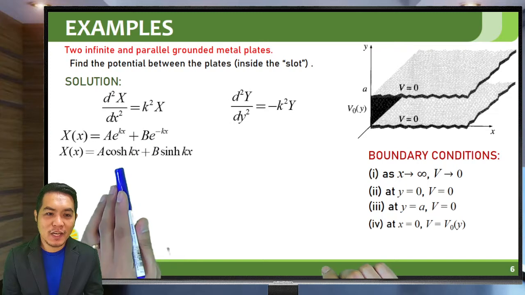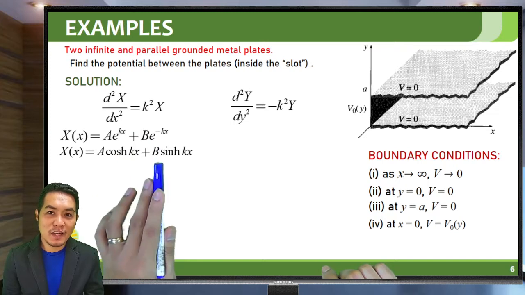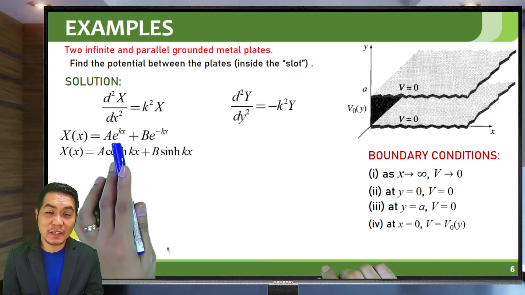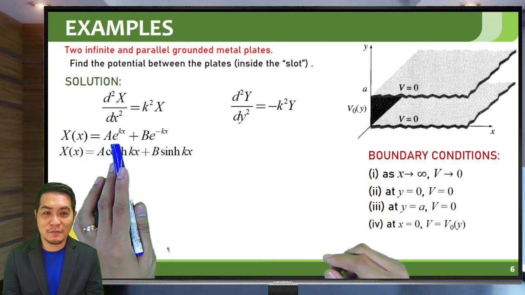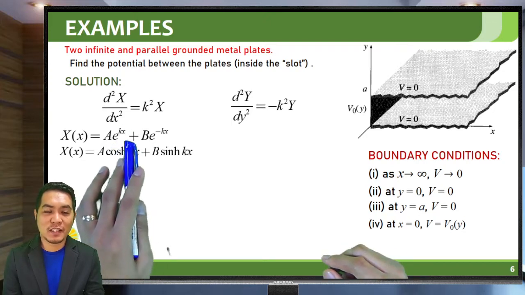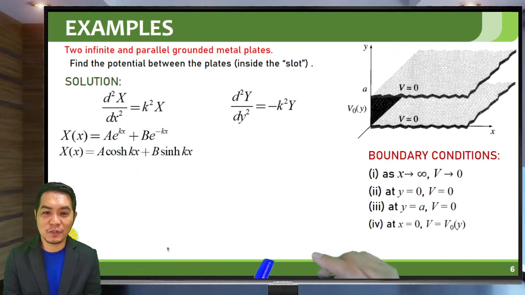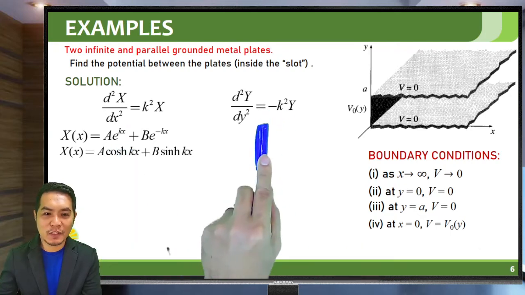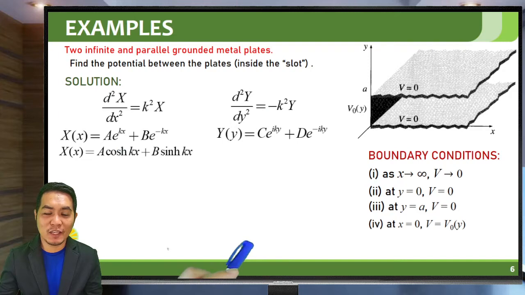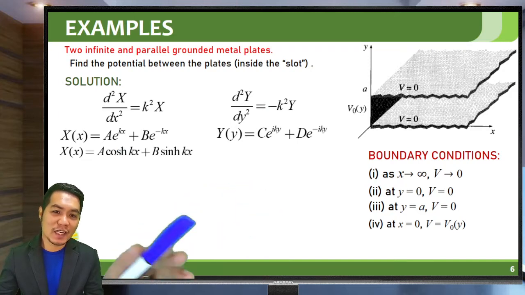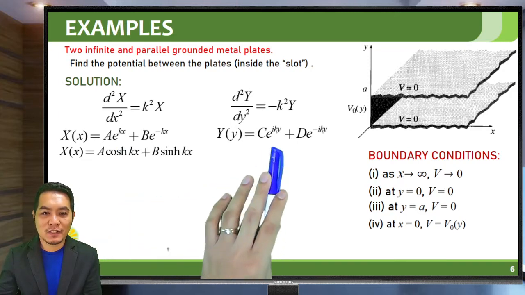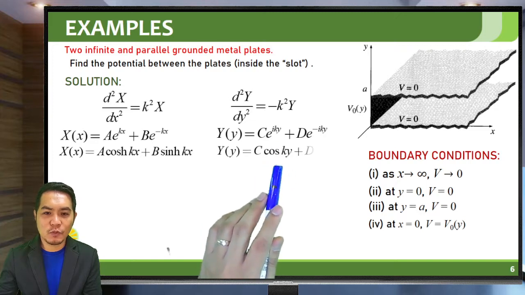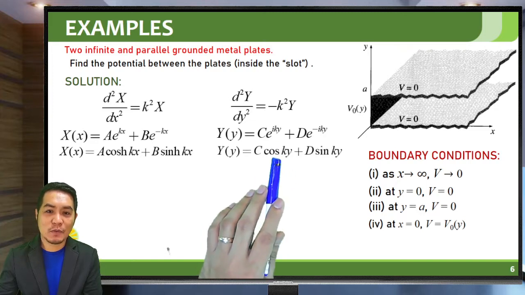Take note that hyperbolic cosine and sine functions can be written in terms of exponentials and vice versa. So basically these two are just the same solutions. Now if you have negative k squared, the solution of that is sinusoidal, or e to the i k y. So you can have this type of solutions or this type of solutions.